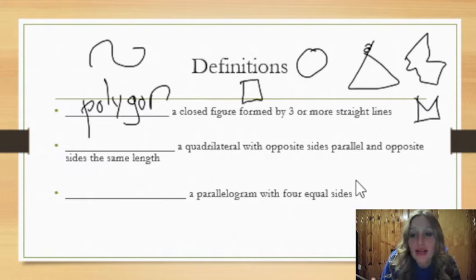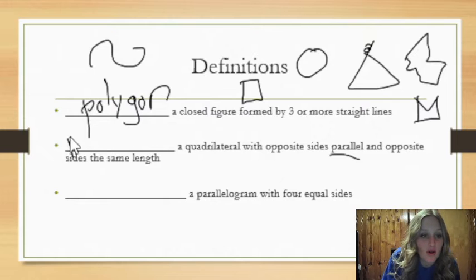A quadrilateral, like I said, is a four-sided figure. There are lots of quadrilaterals with lots of different little rules. The first one I'm going to tell you about is a quadrilateral with four opposite sides that are parallel and opposite sides the same length. That's called a parallelogram. That's kind of easy to remember because it's got the word right in the definition.